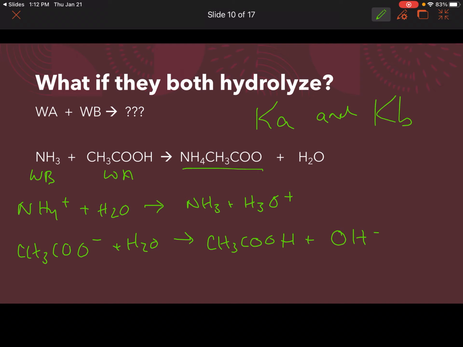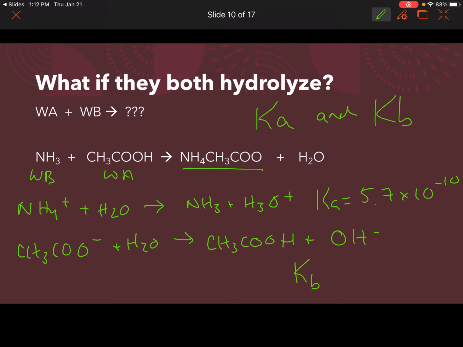So I look to my Ka table for that. Let's look for the NH4 plus one first. It's the ammonium ion. You can find it there, and it's got a Ka associated with it. So I've got NH4 plus H2O going to H3O plus NH3, and I end up with 5.7 times 10 to the negative 10. So Ka is 5.7 times 10 to the negative 10.